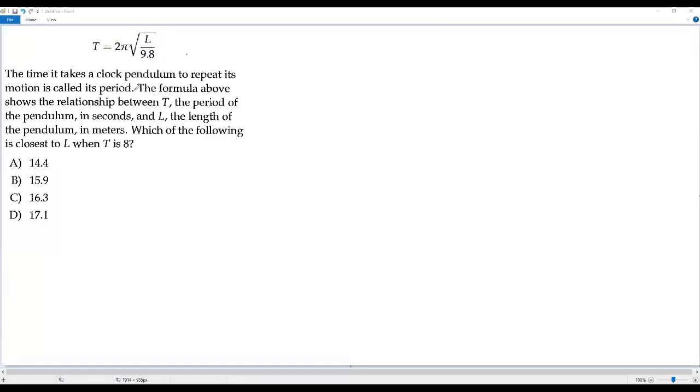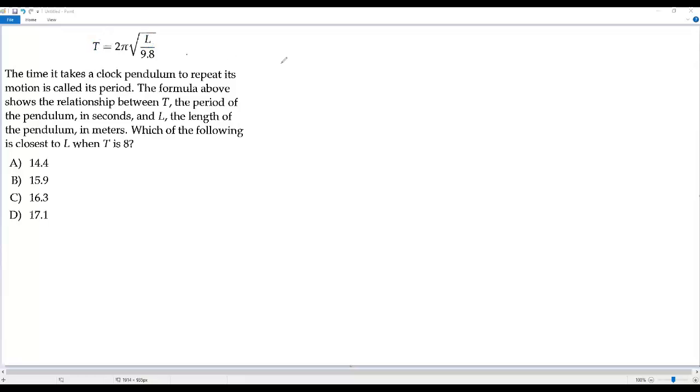The time it takes your clock pendulum to repeat its motion is called its period. The formula above shows the relationship between T, the period of the pendulum in seconds, and L, the length of the pendulum in meters. Which of the following is closest to L when T equals 8? So I have to find the value of L in this formula when T equals 8.